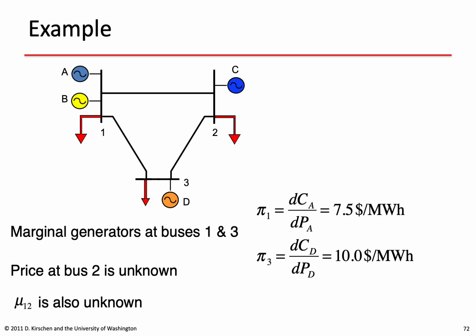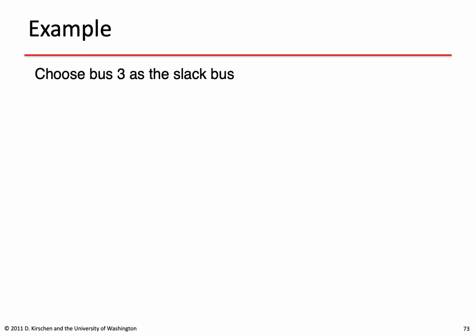So we have two unknowns, and in terms of the sets of buses, the set K of buses where the price is known is the set 1, 3, and the set U where the price is unknown is a singleton 2. The next thing we need to do with this example is choose a slack bus. This choice is arbitrary, but the slack bus should be a bus where there is a marginal generator. So we will choose bus 3.